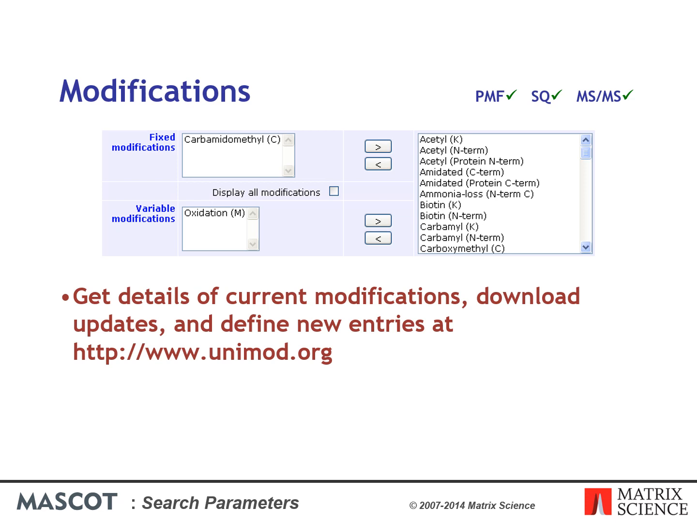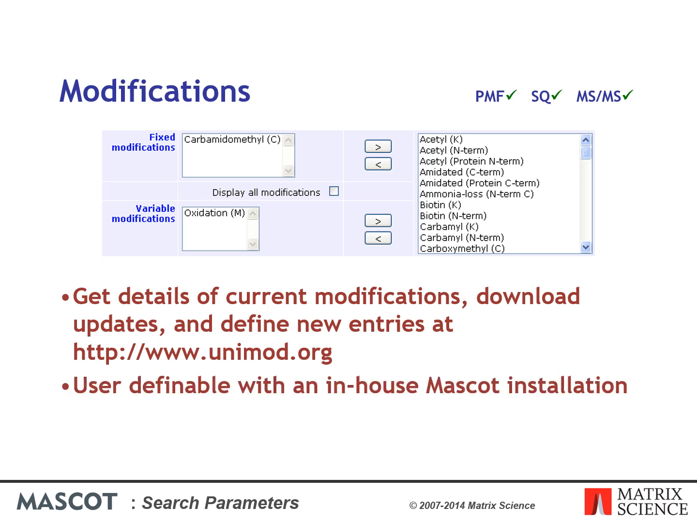If the checkbox labelled Display All Modifications is clear, as shown here, you get a relatively short list of the most common modifications. If you check the box, a much longer list is available. You can keep your list of modifications up to date by downloading the latest information from Unimod. If you have a modification which you don't want to share with others, you can add it to the local configuration file. We'll describe how to go about doing this in detail in the Mascot Server Administration talk.